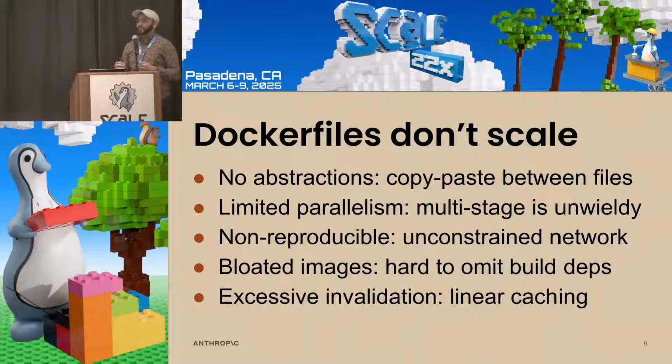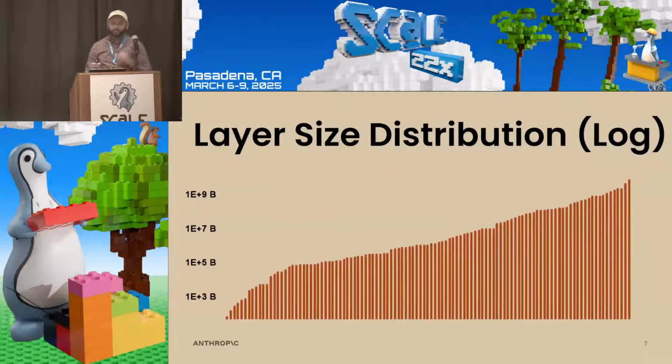And the biggest problem is that it's a very linear thing, so if you change one layer, all the layers below it are going to change. Let's look at some graphs to talk about what I mean. Here's a graph of the layers in our Docker image.